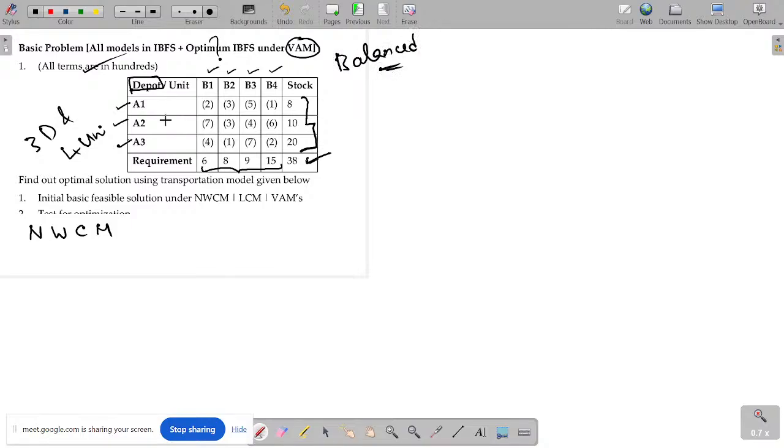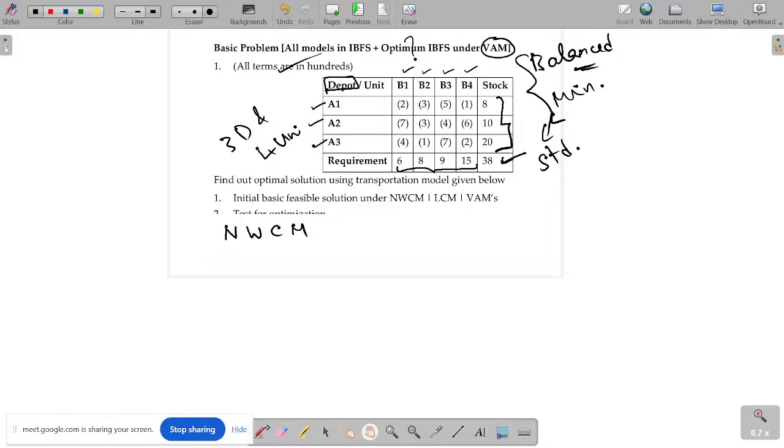And nothing is mentioned, so we assume that it is related to cost only. So it's a minimization problem. So it's a standard problem, so no issue. You can directly go for finding the initial basic feasible solution. So what is this northwest corner rule method? When we talk about this method, just imagine you're running your business. Let me take the space here. You're running your business, and there are 3 depots: A1, A2, A3, and there are 4 units: B1, B2, B3, and B4.